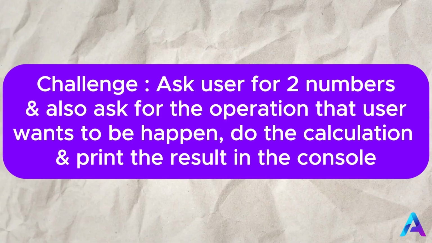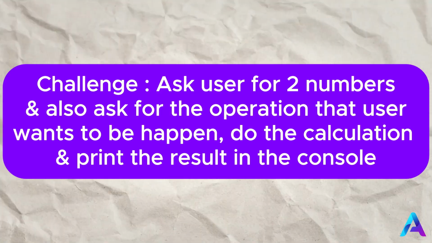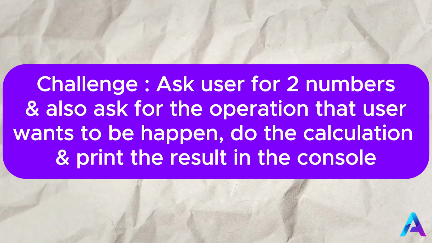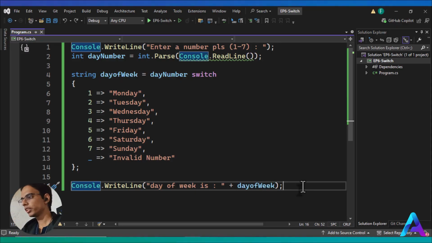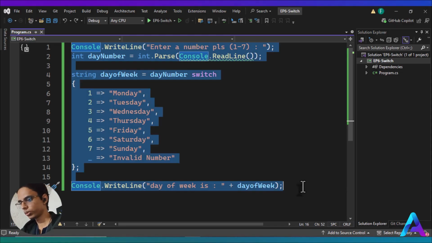Challenge! Calculator. Here is your challenge. Ask the user for 2 numbers, and also ask for the operation that the user wants to happen, and then print the result in the console. Give yourself a little time and see if you can make it yourself. Okay, I hope you made it, but if you didn't, it's okay. You just need a little practice. So here, how we make such a program.